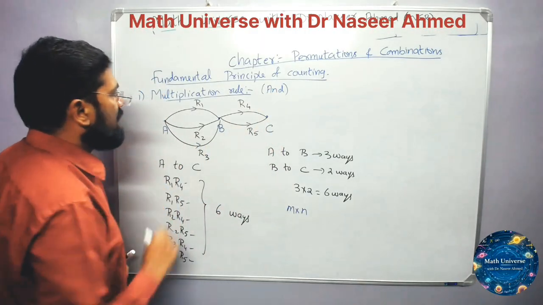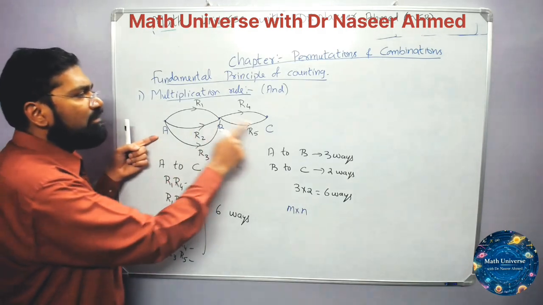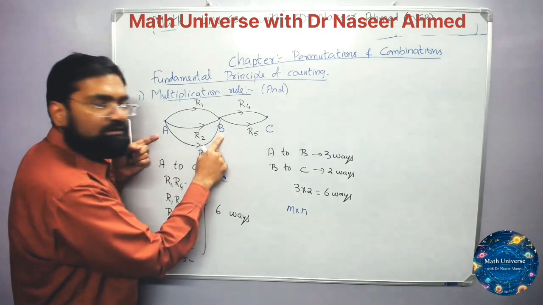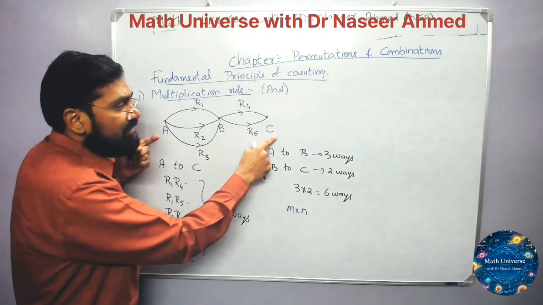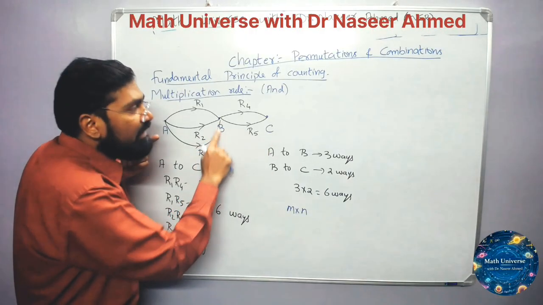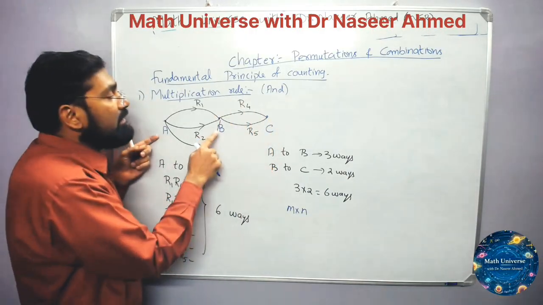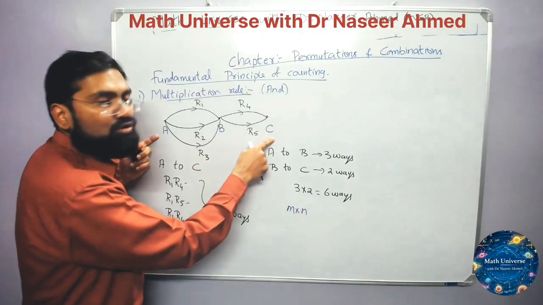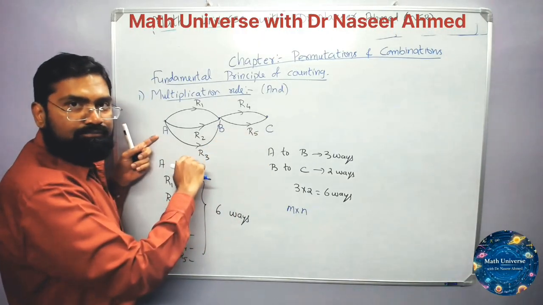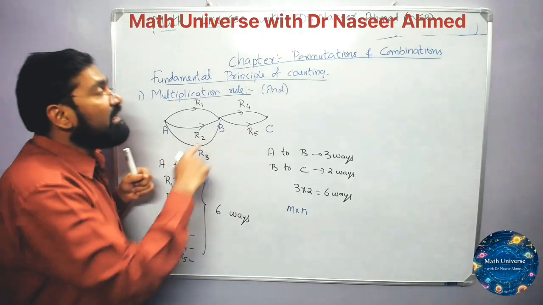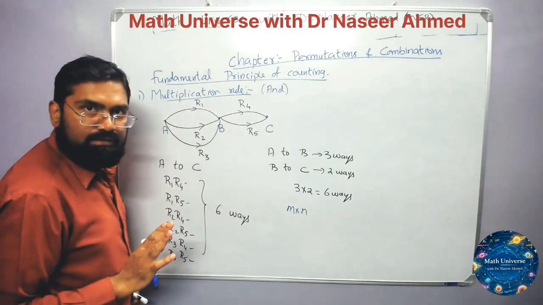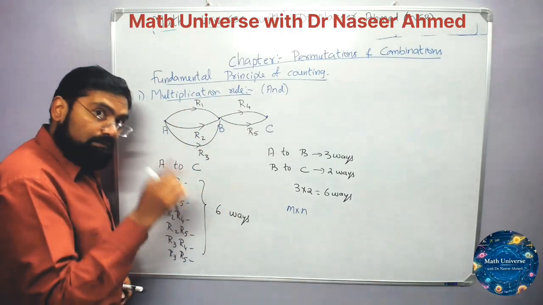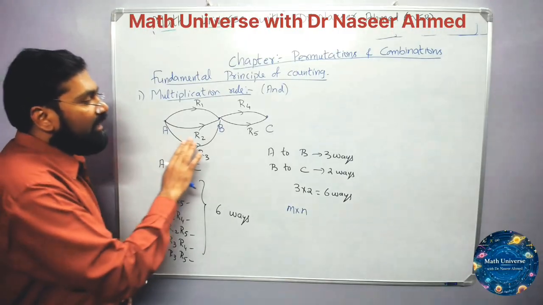Now, for example, you see this diagram. To reach from A to C, first I have to come to B. After coming to B, the intermediate between A and C, then I can go to C. So unless I come to B, I cannot go to C. So both should happen. That's what 'and' means. Only then will we take the multiplication rule. Now, one more scenario. See carefully. Same diagram.